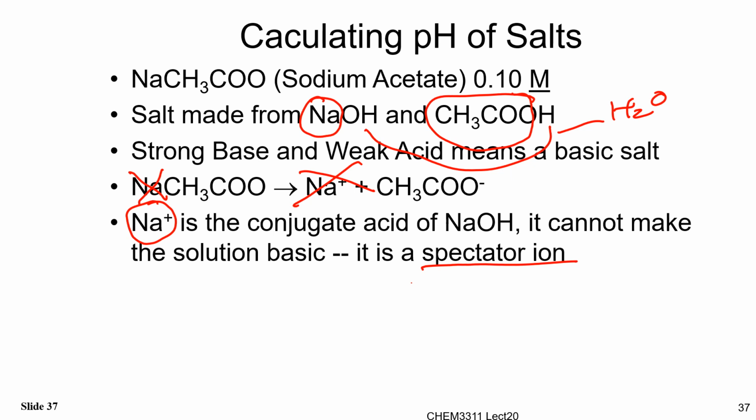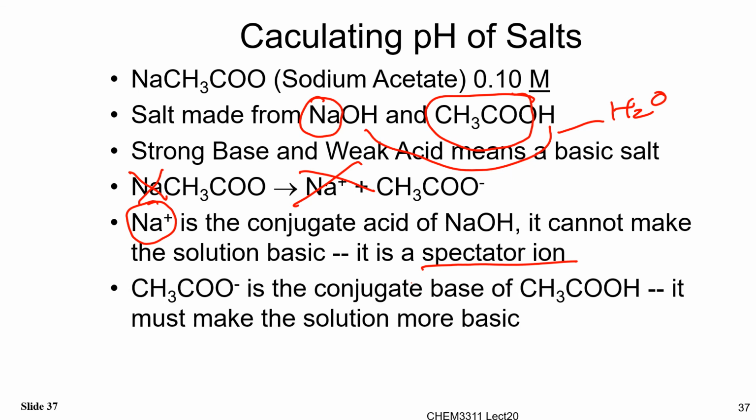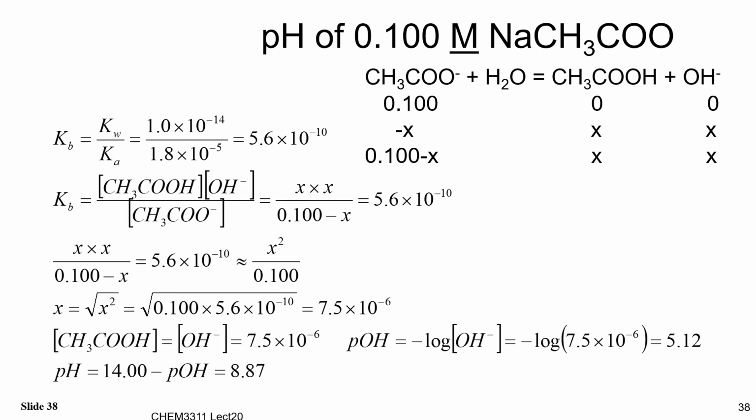The equilibrium is going to be acetate with water. And the product of acetate reacting with water is going to be acetic acid and hydroxide. That's what makes it basic. Arrhenius tells us basic materials make hydroxide in aqueous solution. Okay, so there is our base ionization reaction for acetate.